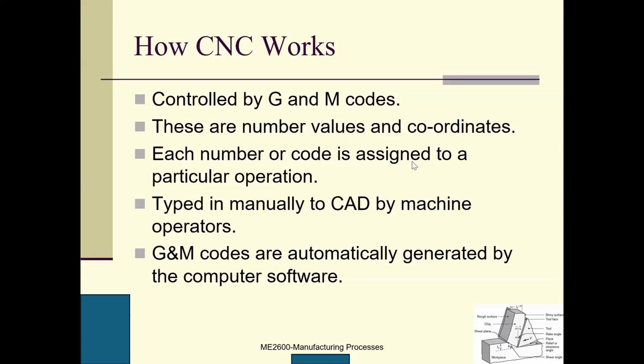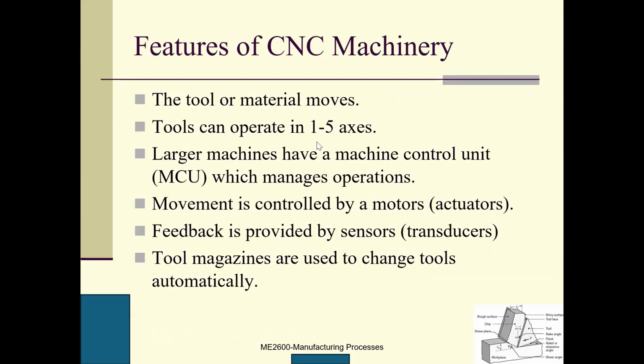Each number or code is assigned to a particular operation and typed in manually by machine operators. At the very beginning, you needed to type this G code and M code, and then feed these instructions into the CNC. But now things are changing. When you do the modeling, the system automatically changes it to G code. G and M codes are automatically generated by computer software now. Okay?